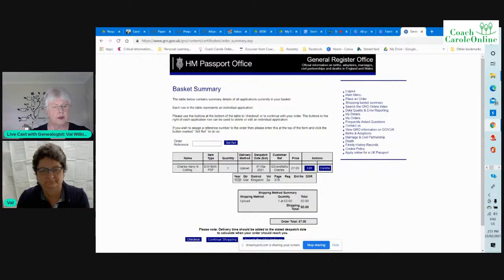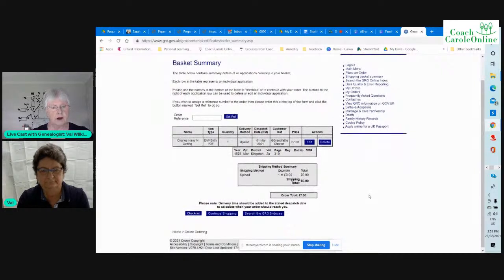All we need to know is the year, the date of his birth, the quarter, which is March, or January to March, the district, which for him was Kingston, the volume, which was 2A, and the page number 319. And all of that information was sourced by doing the research that Val has just described. So that is what is currently sitting in my basket ready to go.